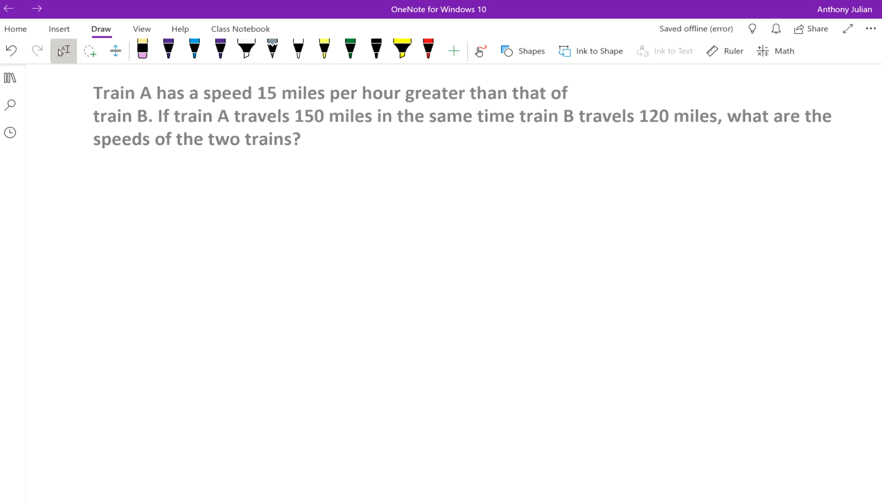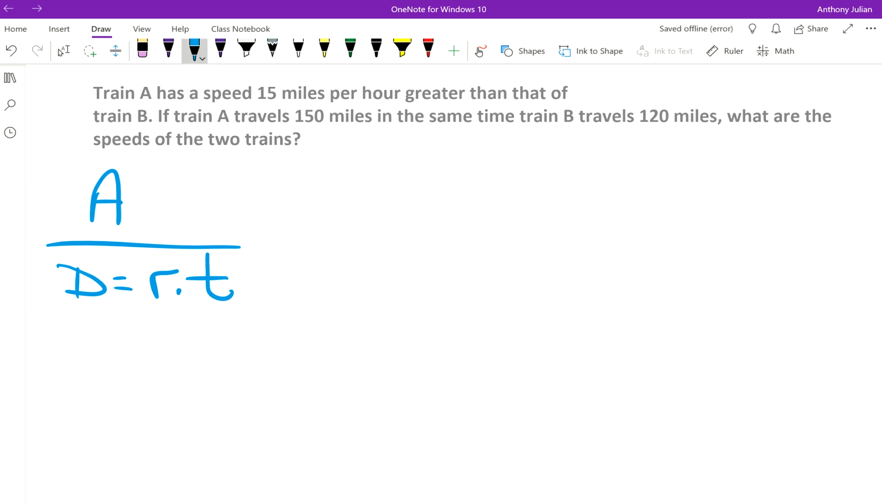Train A has a speed 15 miles per hour greater than that of train B. If train A travels 150 miles in the same time train B travels 120 miles, what are the speeds of the two trains? Okay, well, this is a nicer one. All right, because I got the two trains. Let's call this one train A. And what about train A? If we're talking distance equals rate times time.